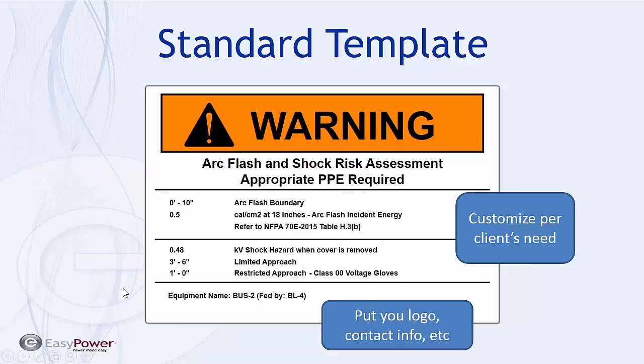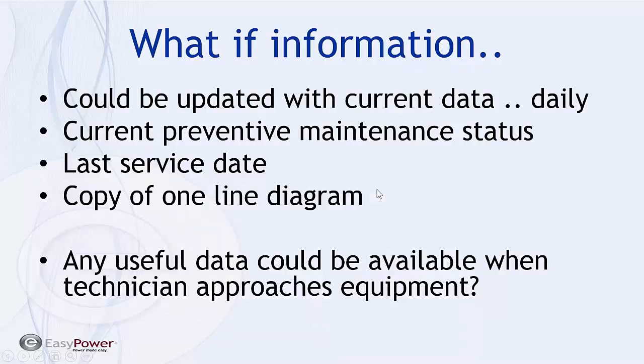All right, so the first order of business is how to make sure that this is compliant. The second order of business is to put a logo or some kind of contact information, potentially even the date of the study, and then what other information could be maintained. So the question I would pose is, what if we could update that label with current data on the bus and literally have this information available as soon as it was recorded?